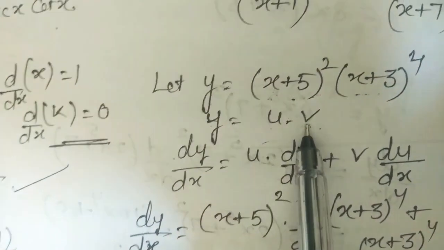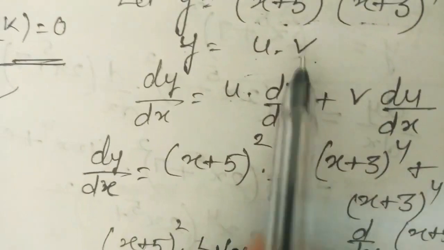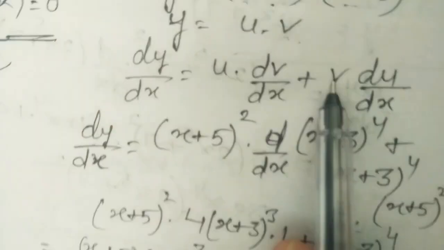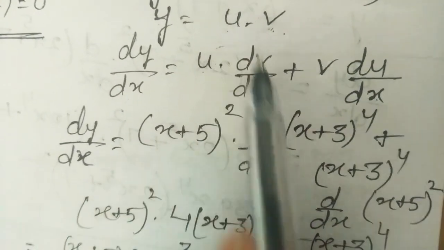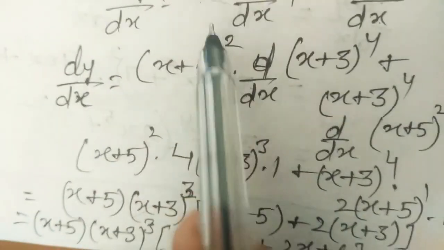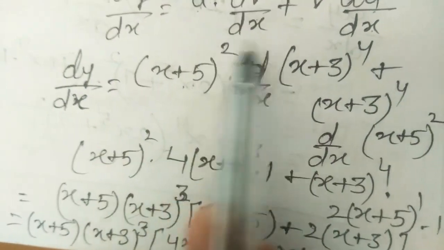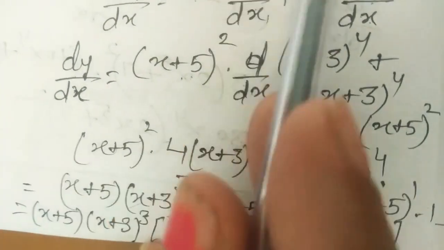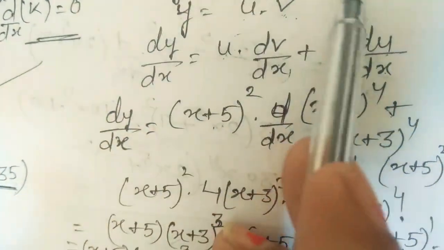What is the u into v rule? We will take the derivative of this by taking the first as it is, times the derivative of the second, plus the second as it is, times the derivative of the first. You can take the derivative of the first or the second, firstly you can take the derivative of u and then v, as you wish. Okay. So what is u here? (x plus 5) whole square. Derivative of v, d by dx of v. v is (x plus 3) whole power 4, plus (x plus 3) power 4 as it is.